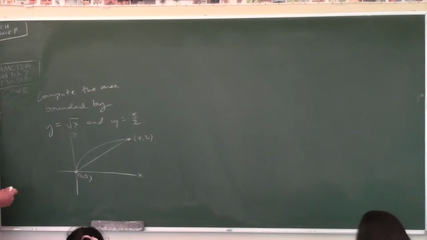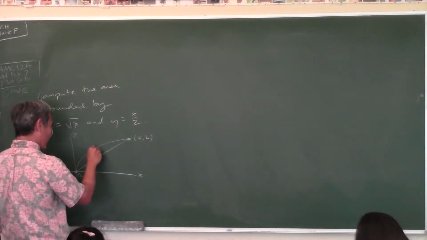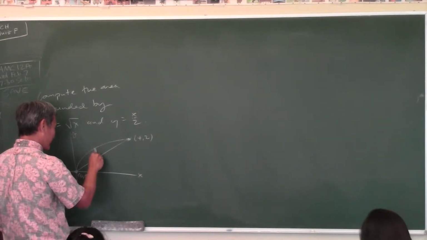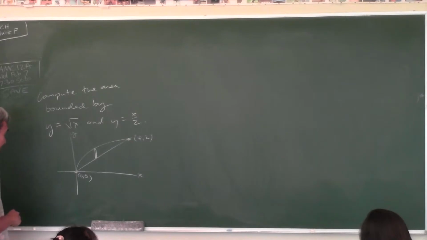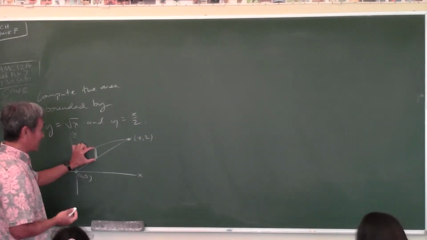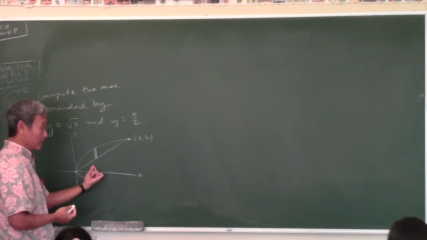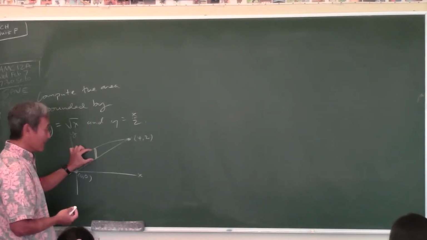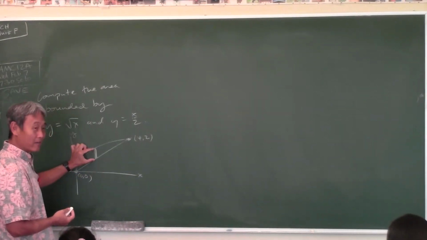Okay, now how do I compute this area? Well, there are two ways to do it. One, what if I were to draw a vertical rectangle like this, with infinitesimal width? Now, what is the area of a rectangle? Isn't it length times width, or base times height? Okay, what is the height of this rectangle? How do I measure this height? The difference in this one.